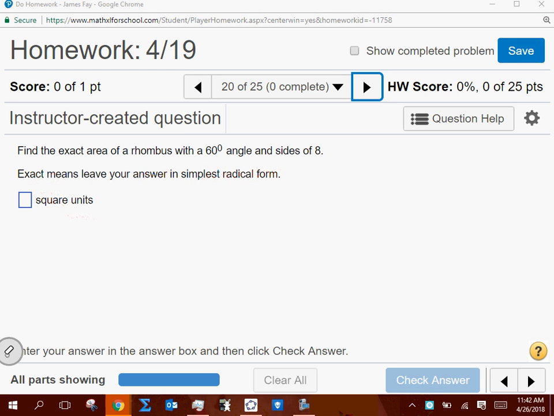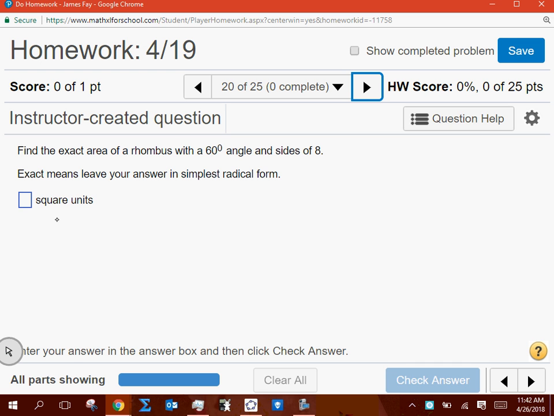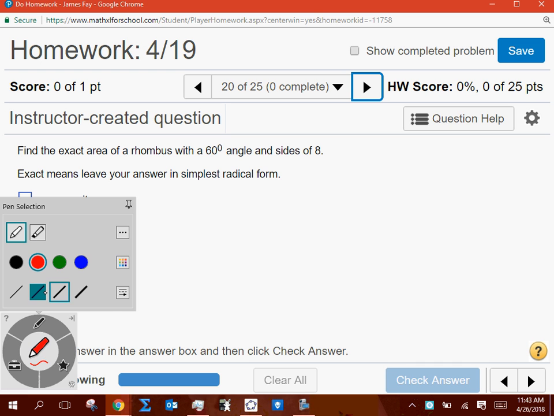This one is a common question. I put this on tests and quizzes a lot. It says find the exact area of a rhombus with a 60-degree angle and sides of 8. So let me draw a rhombus here.